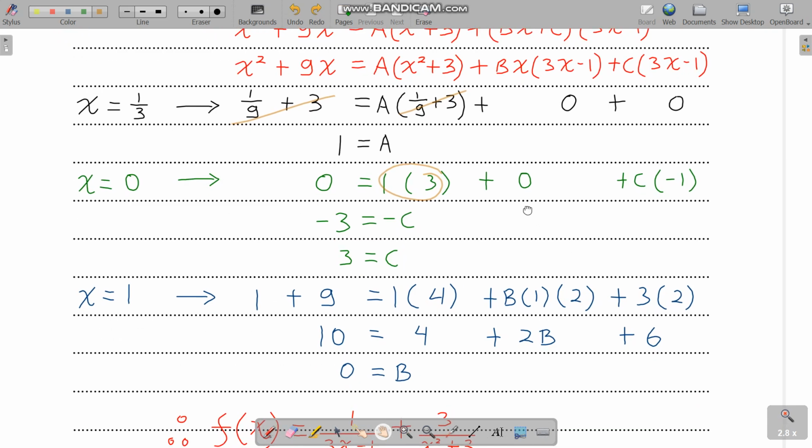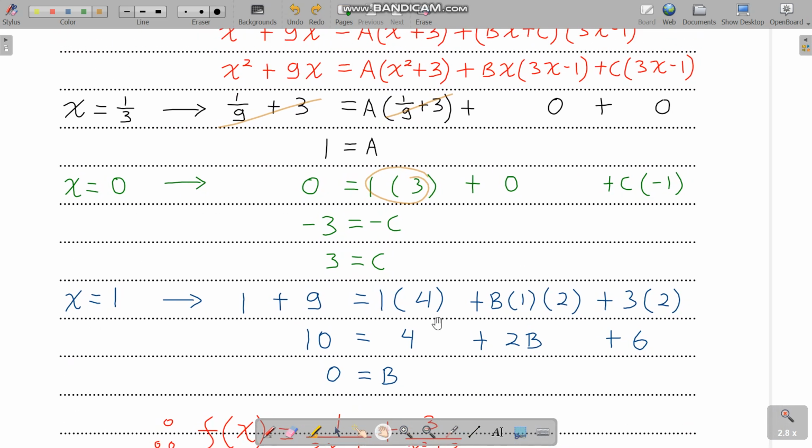Now since we have the 2 coefficients, we can use anything random but simple to find the last coefficient. So let's just use 1. Replace the x with 1, we get 1 plus 9, which is 10. Replace with 1, we get 4 times a, and a is 1. Replace with 1, we get 1. Replace with 1, we get 2. And we replace with 1, we get 2c, but we already know c is 3.